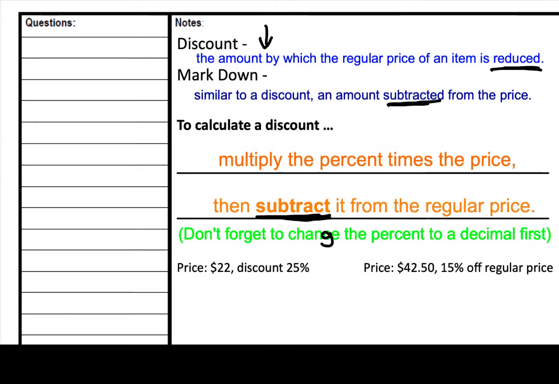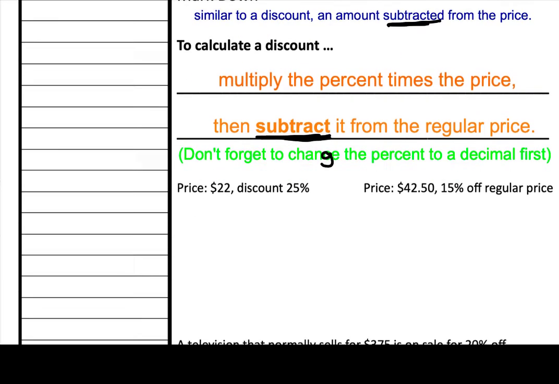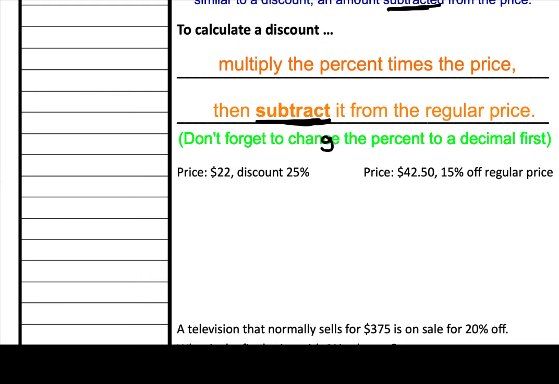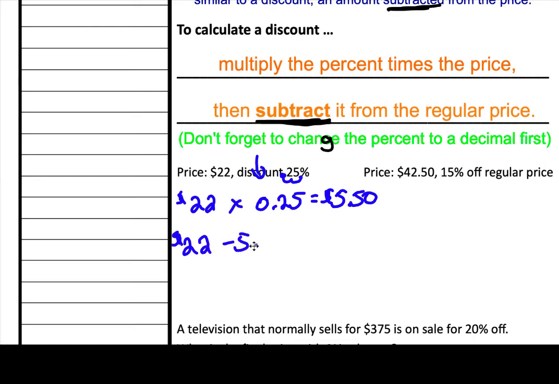All right. So we have a $22 price with a discount of 25%. Well, hopefully your brain just automatically switched that to 0.25 times $22 is $5.50. It's a discount, so my price is going to go down. I'm going to do $22 minus $5.50, and I get a new price of $16.50.